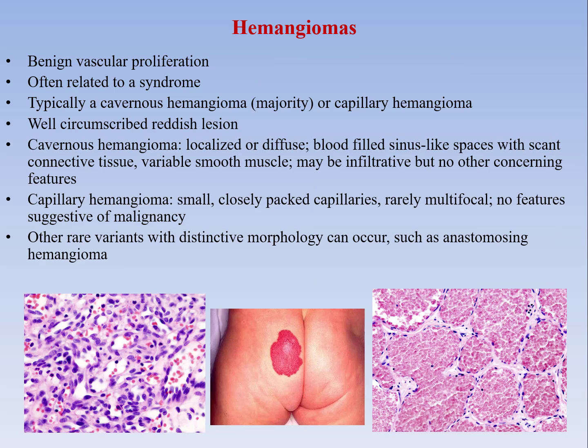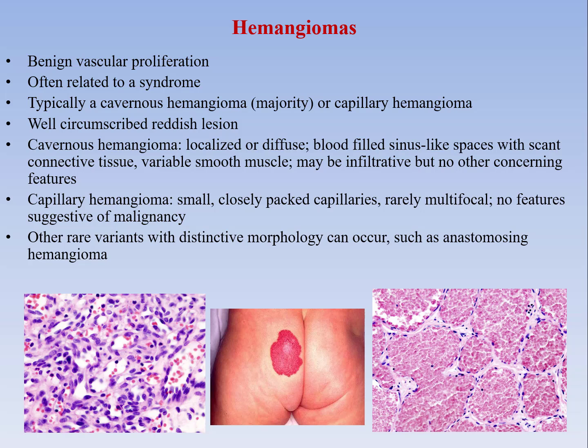Hemangiomas are benign vascular proliferations, sometimes related with a congenital syndrome. They are classified into cavernous and capillary. They look like well-circumscribed reddish nodules which may be present on the skin, on the mucous membranes, and in the internal organs: the brain, spleen, liver, intestinal wall, everywhere. But it looks like a red lesion. In the skin and mucous membrane, sometimes it may be slightly elevated above the surface, but it may be flat.